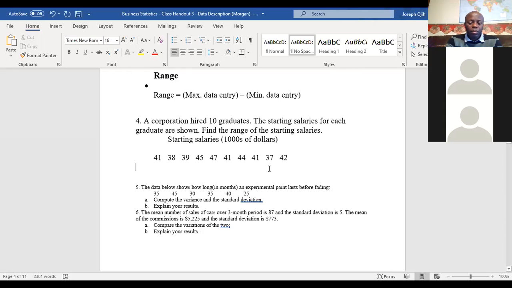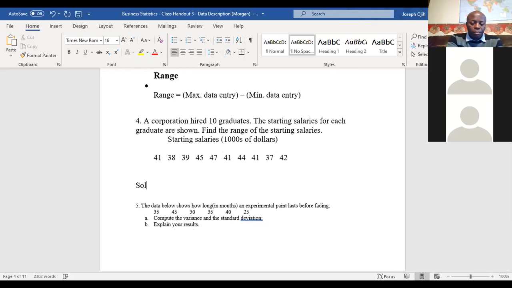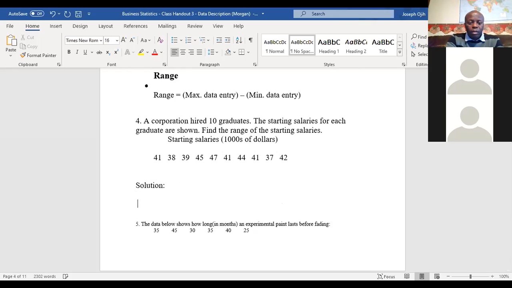Find the range. So the range solution, again, the maximum data entry. Maximum here is 47, I believe. And minimum, I believe, is 37 here. So the range is 10,000, which is the same as saying $10,000.